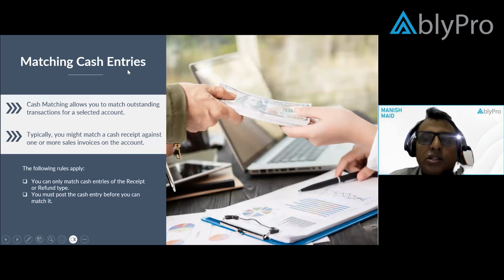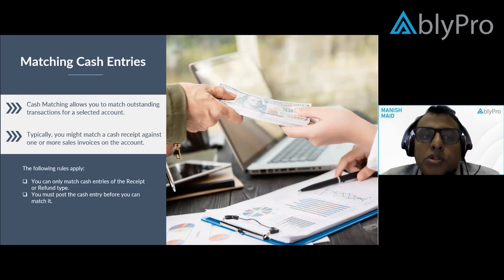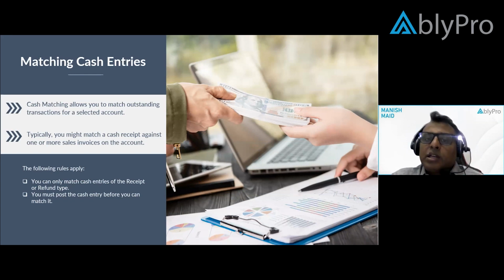Now, matching cash entry is the most important thing because it allows us to clear the outstanding of an invoice. Suppose, let's say, we have raised an invoice of $1,000 to a particular customer X, and we have created a cash entry of $1,000. But if we have not matched the invoice with the cash entry, the invoice will always remain pending and it will show in his account as an outstanding value.